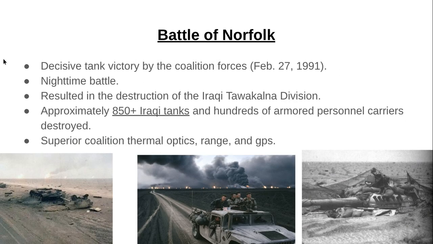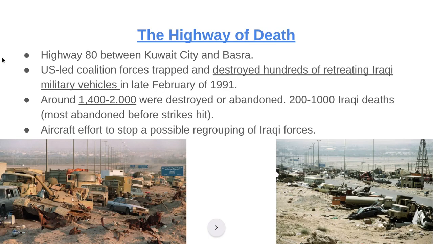There's another one here known as the Battle of Norfolk. It was a nighttime battle, and in this one, 850 Iraqi tanks were destroyed. One of the big differences between the tanks is also the fact that the coalition tanks had superior thermal optics, range, and GPS. A lot of this was fought in desert-like locations with all this dust coming up, and that absolutely made a difference for the coalition forces against the Iraqi tanks.